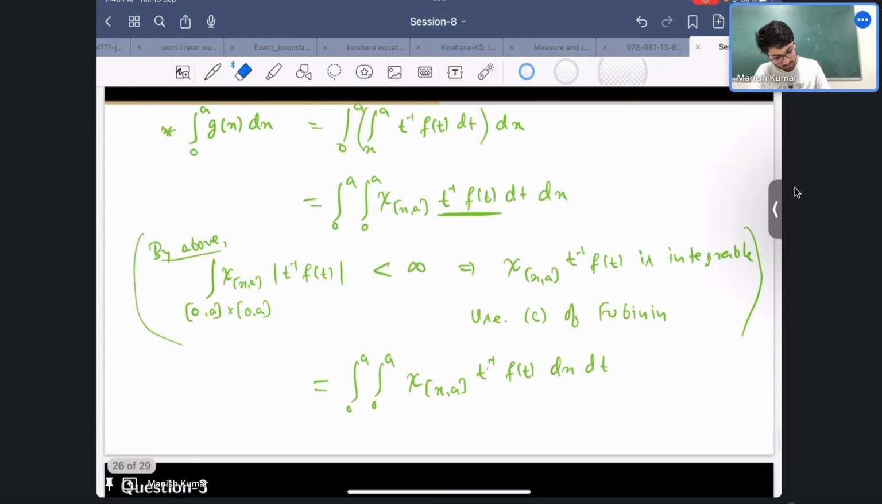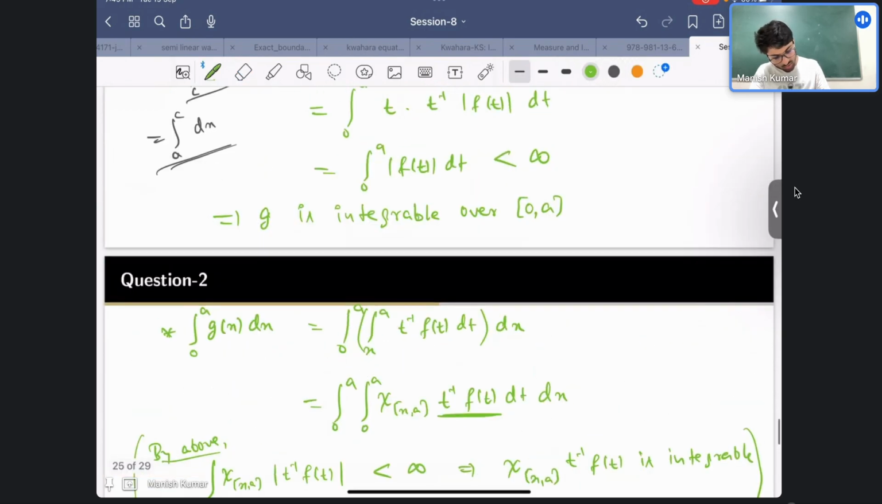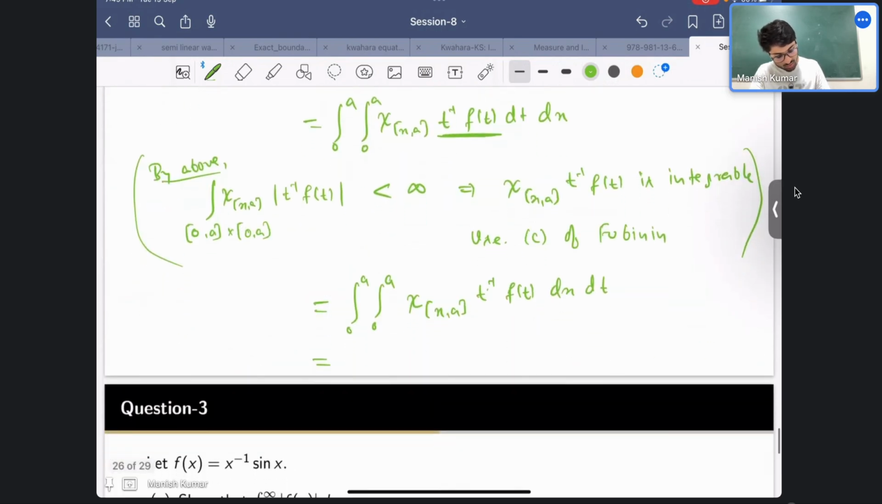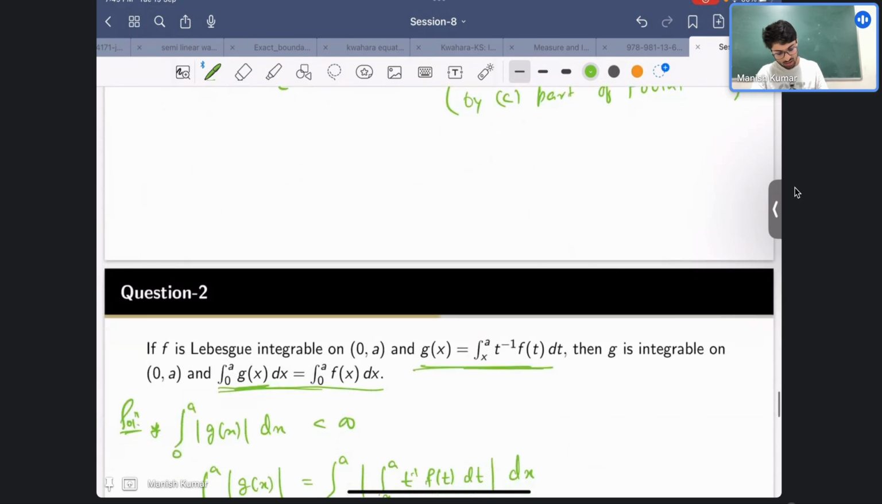Now again, I will not repeat this, but this will come out to be this quantity, 0 to a, with f t instead of mod f. Because if you integrate this, it is nothing but chi of 0 comma t, and t and t inverse will cancel, so you get 0 to a f of t dt. So this is what you needed to prove, that the integral of g and the integral of f over 0 to a are the same, okay.